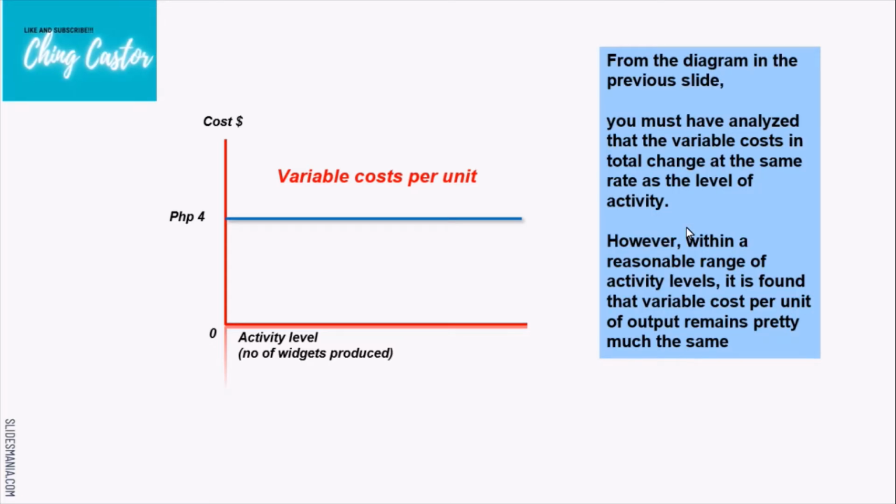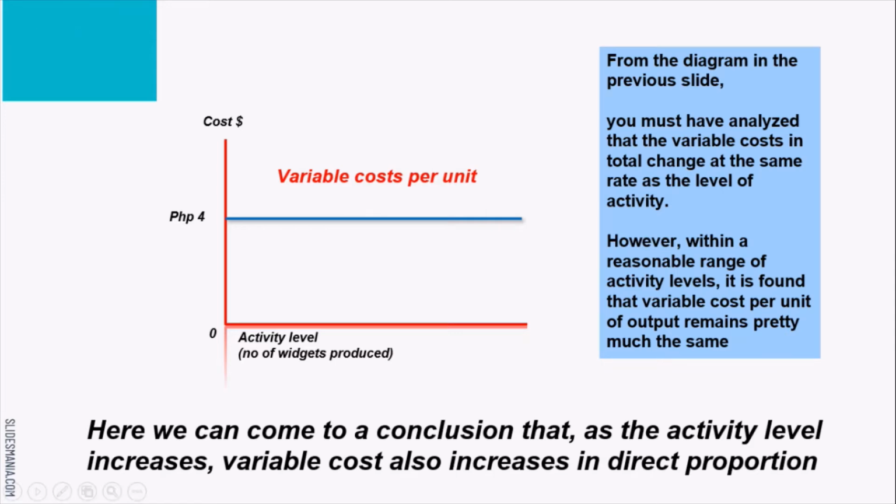From the diagram in the previous slide, you must have analyzed that the variable cost in total changes at the same rate as the level of activity. However, within a reasonable range of activity, it is found that variable cost per unit of output remains pretty much the same. Conclusion, as the activity level increases, variable cost also increases in direct proportion.